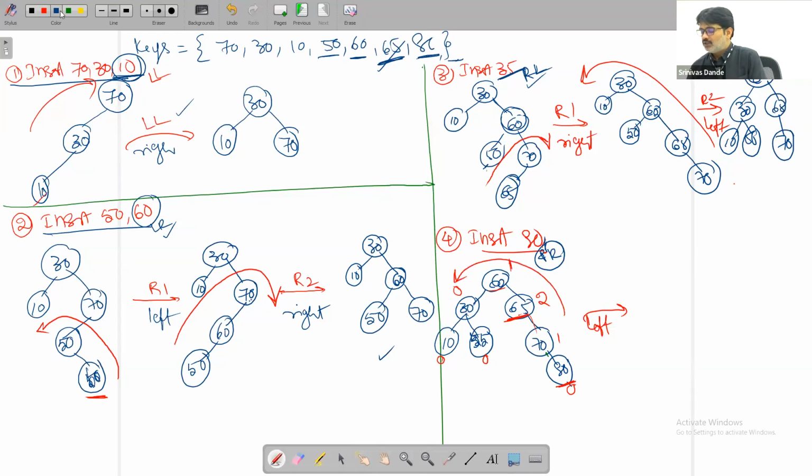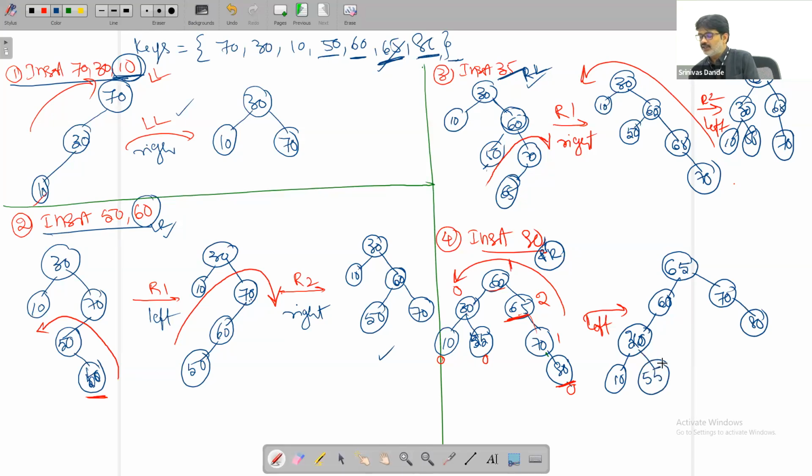Now, so 65 I'll take as the root, and 60 here, 70 here, 80 here. For 60 we have 30 as a child. For 30 we have anyway 10 and 55.